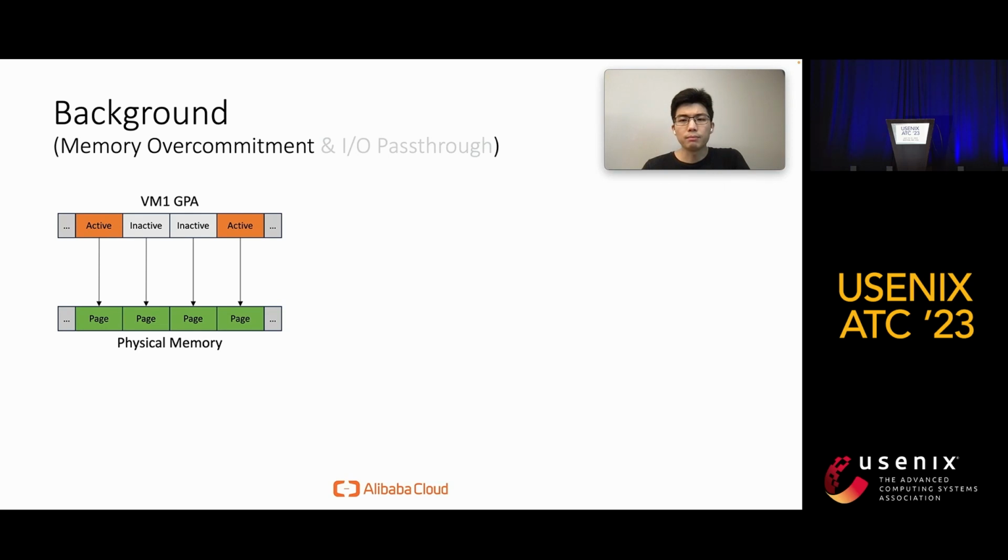First, let me provide some background on memory overcommitment and I/O Passthrough. In virtualization systems, the total memory allocated to a VM typically remains constant during its life cycle. However, the working set of memory within a VM is usually a subset of its total memory. As illustrated in this figure, the hypervisor allocates memory pages for the entire range of the VM's GPA, even when some memory is not actively accessed.